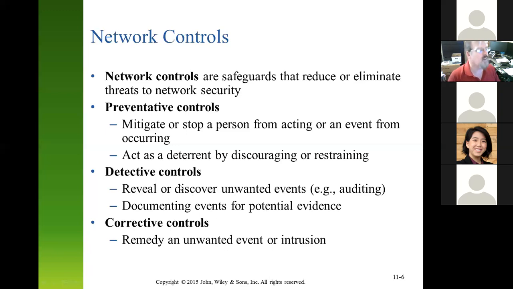You don't want to be doing a lot of corrective control. You want to be doing a lot of preventive control. Detective controls, we usually use an automated process, or we do it on a weekly or sometimes even a monthly basis.